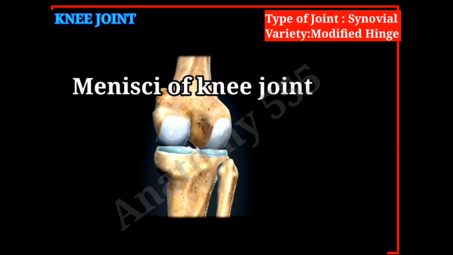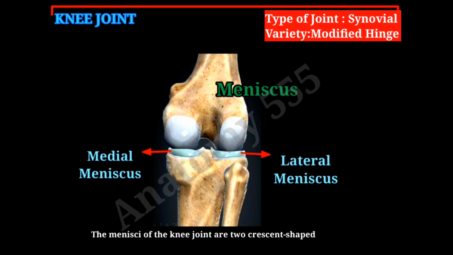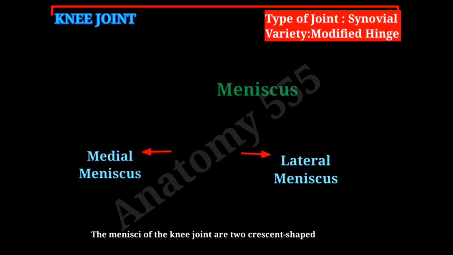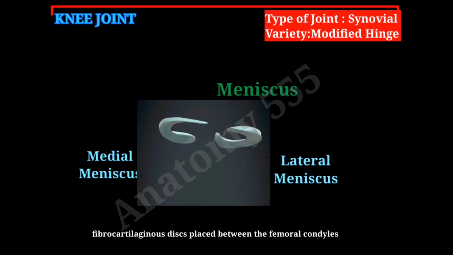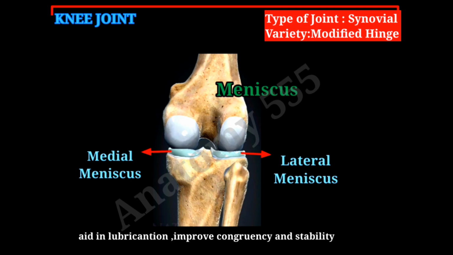Menisci of the knee joint. The menisci of the knee joint are two crescent-shaped fibrocartilaginous discs placed between the femoral condyles and the tibial condyles. They act as shock absorbers, improve joint congruency, and aid in lubrication and stability.